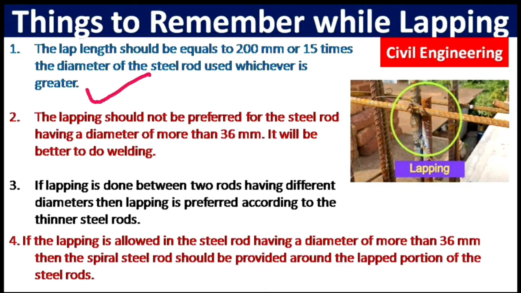I hope you are understanding all. So guys, this is very important, how much the lap length of the steel rod should be. Now point number 2: lapping should not be preferred for a steel rod having a diameter of more than 36 mm. Guys, on site there are many sizes of steel rod. You have to remember that if the diameter of the steel rod is more than 36 mm, then it should not be lapped.